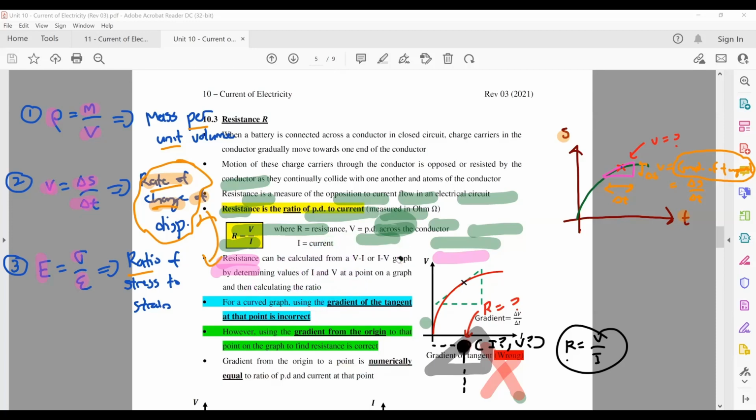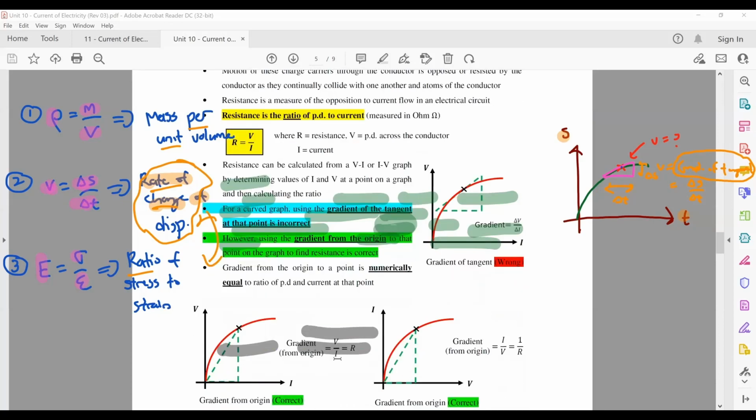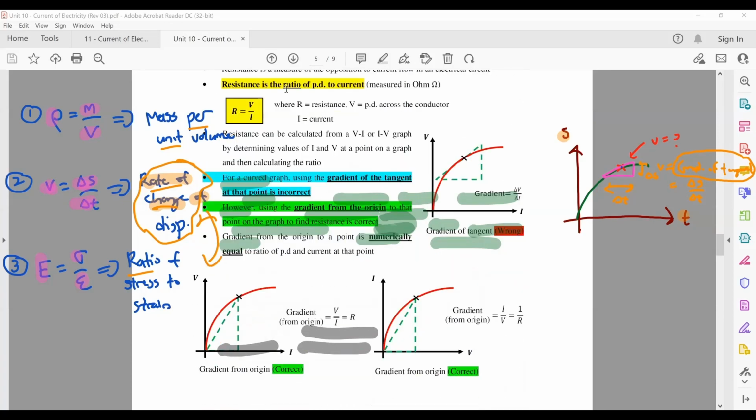Okay, let me just wipe off certain stuff. You want to use gradient, you can, but don't use gradient or the tangent. You need to use gradient from origin instead to that point to find the resistance. Okay, the reason why we say that is something like this.